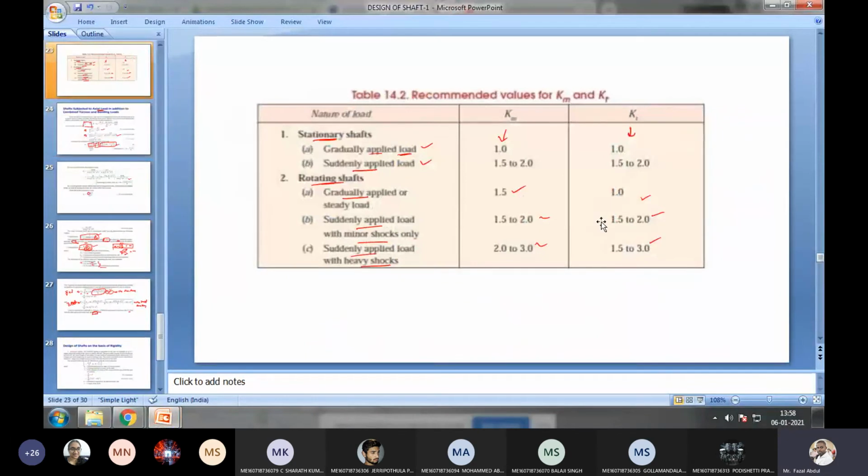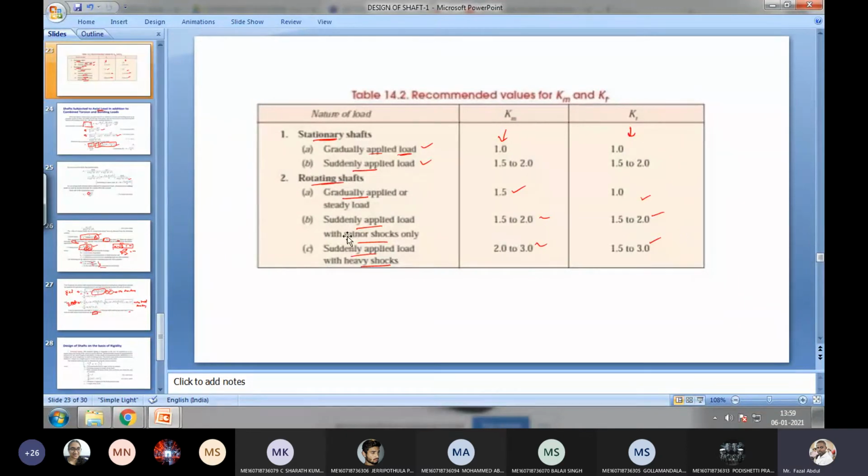Now see the table, which values are suitable for that problem. Km value, Kt value. Km how much should I select? Kt should I select? Which one? Km value we need to say as 1.5, Kt as 1. Why? Because the shaft is transmitting the power, nothing but it is in rotating condition. That is the second case. Now it is a marine shaft.